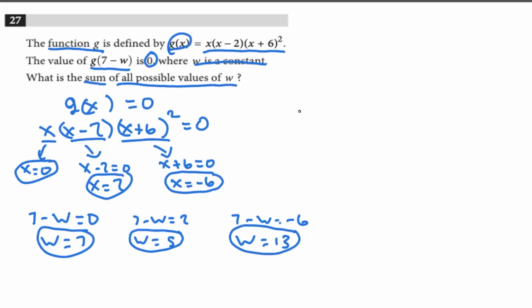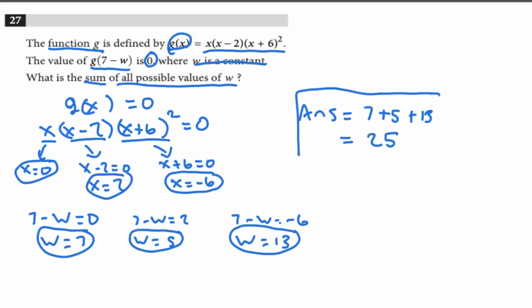So the answer, I'll just write that over here, ANS, answer is going to be equal to 7 plus 5 plus 13, which is going to equal 25. So let me put a nice little box around that.